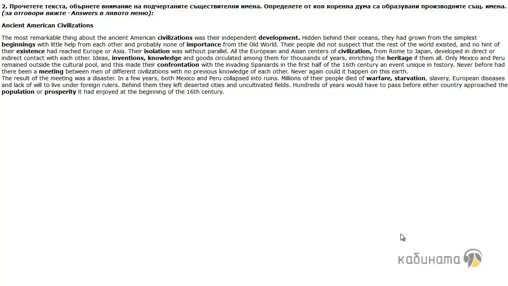Once again, let's look at the words in bold and which of the words are compound nouns and which of them are derivative nouns.